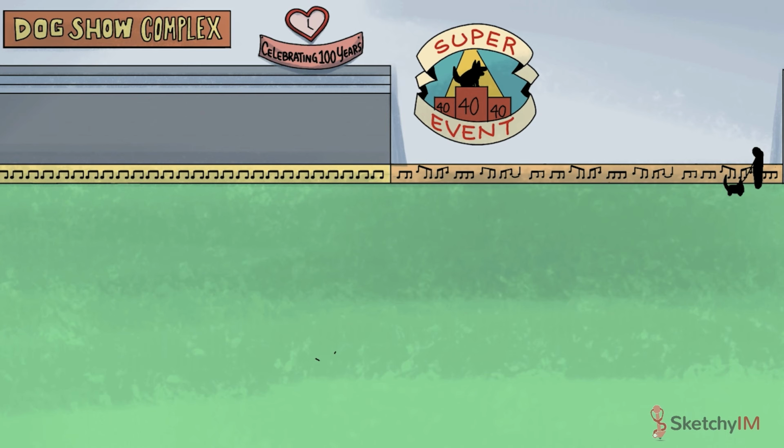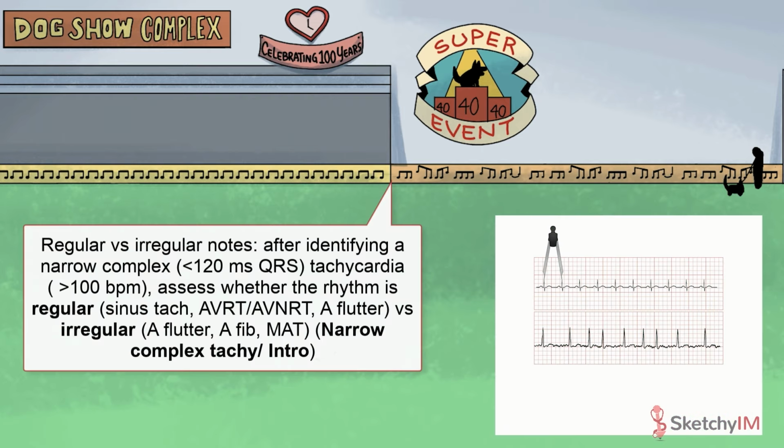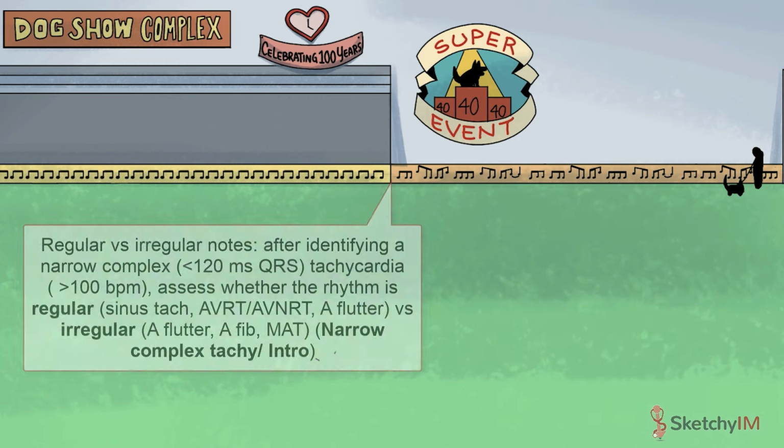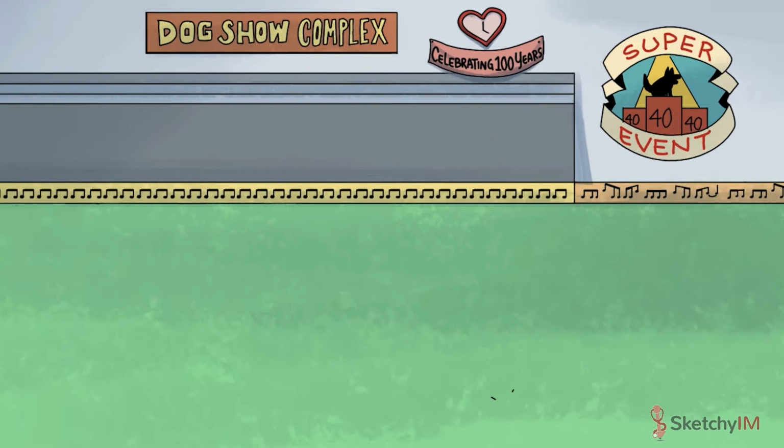Super. Now that we've identified a narrow QRS tachycardia, it's time to look at the rhythm. Is it regular or irregular? Generally, the easiest way to do this is to measure the RR intervals. Well, if you take a look at the notes in the back of this dog show complex, you'll notice that the left side of the sketch will be dedicated to regular rhythms, while the right side will be all about the irregular. It's like frickin' jazz over there.